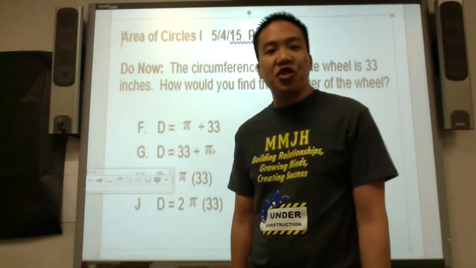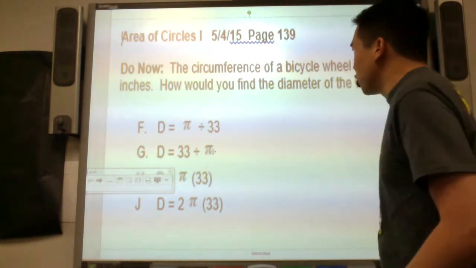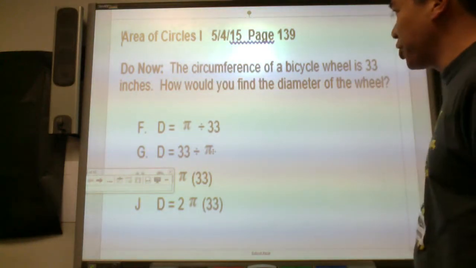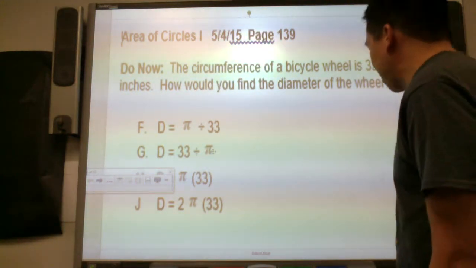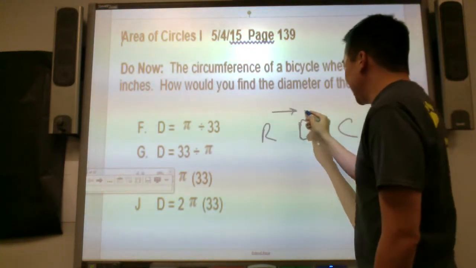Talk about area of circle. Let's go over our last lesson over circumference. The circumference of a bicycle wheel is 33 inches. How would you find the diameter of the wheel? Do you remember when we talked about RDC?